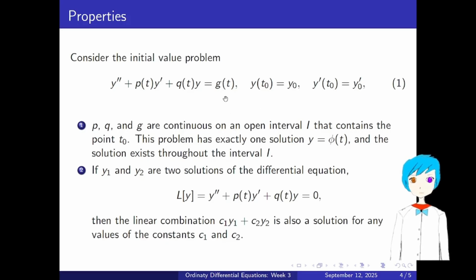On the other hand, if the right-hand side g of t equals 0, then for this linear equation, if we can find two linearly independent solutions, y1 and y2, which we call fundamental solutions, then any linear combination of those two solutions will also solve this homogeneous equation. The underlying reason is that the differential operator L is linear, so L y1 plus L y2 equals L of y1 plus y2. So we can substitute any linear combination of y1 and y2.